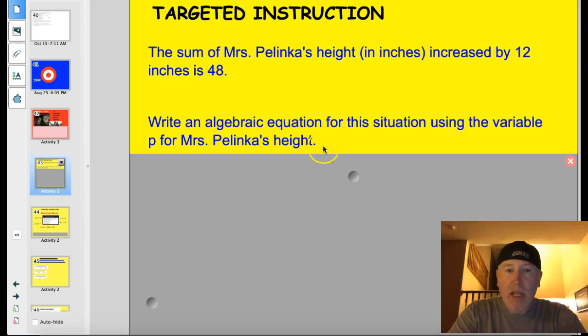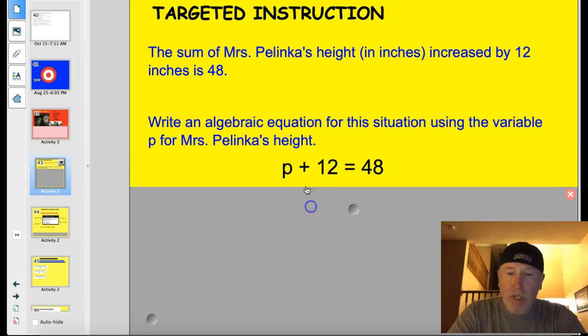Let's just start right off with a question about one of our science teachers here, Mrs. Palinka. The sum of Mrs. Palinka's height in inches increased by 12 inches is 48. Write an algebraic equation for this situation using the variable p for Mrs. Palinka's height. Well, we could do it this way: p, Mrs. Palinka's height, plus 12 inches equals 48.